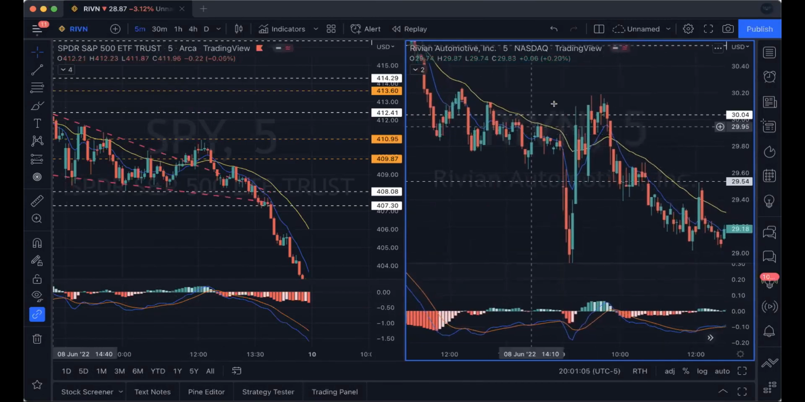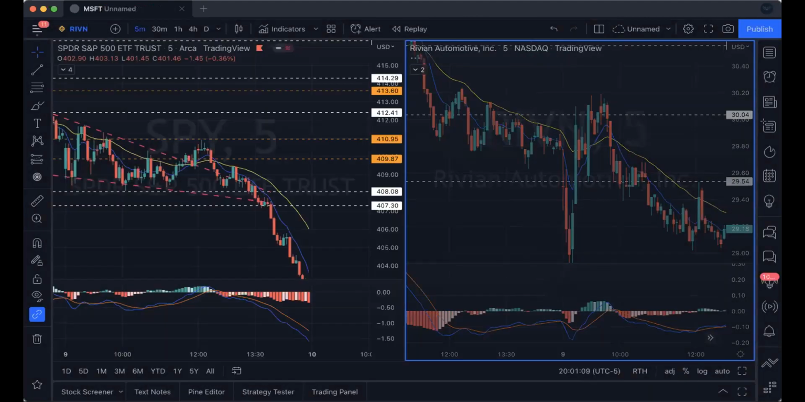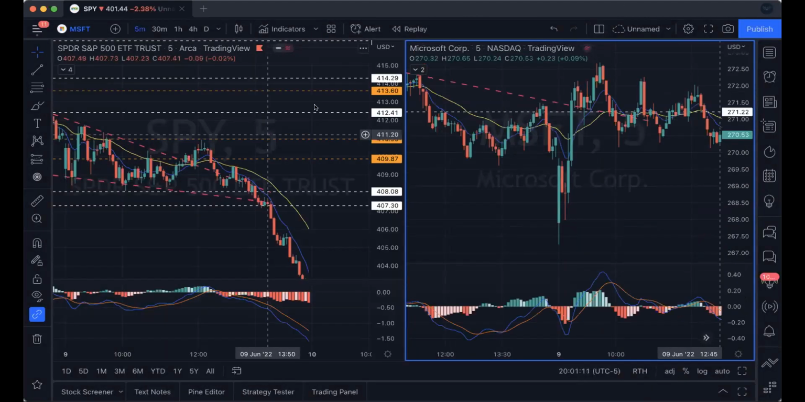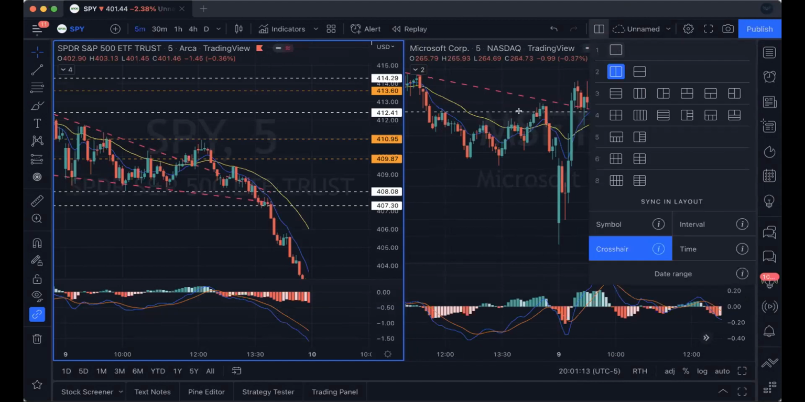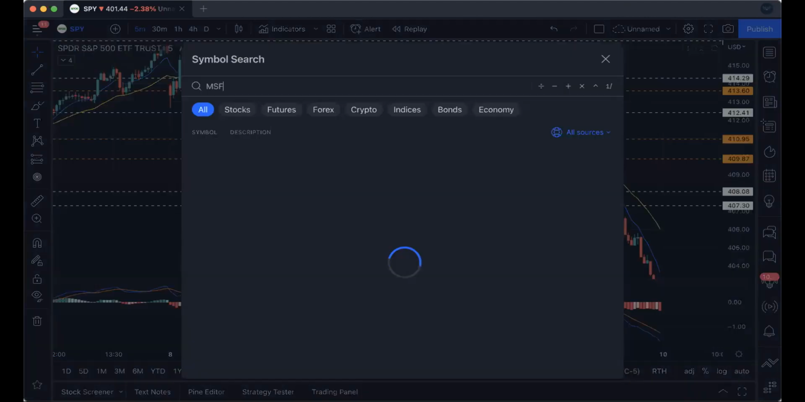But usually what I do when I take trades, for example, let's just go to Microsoft, see if that's a good one. Let me bring the screen a little bigger so you guys can have a better look at it.